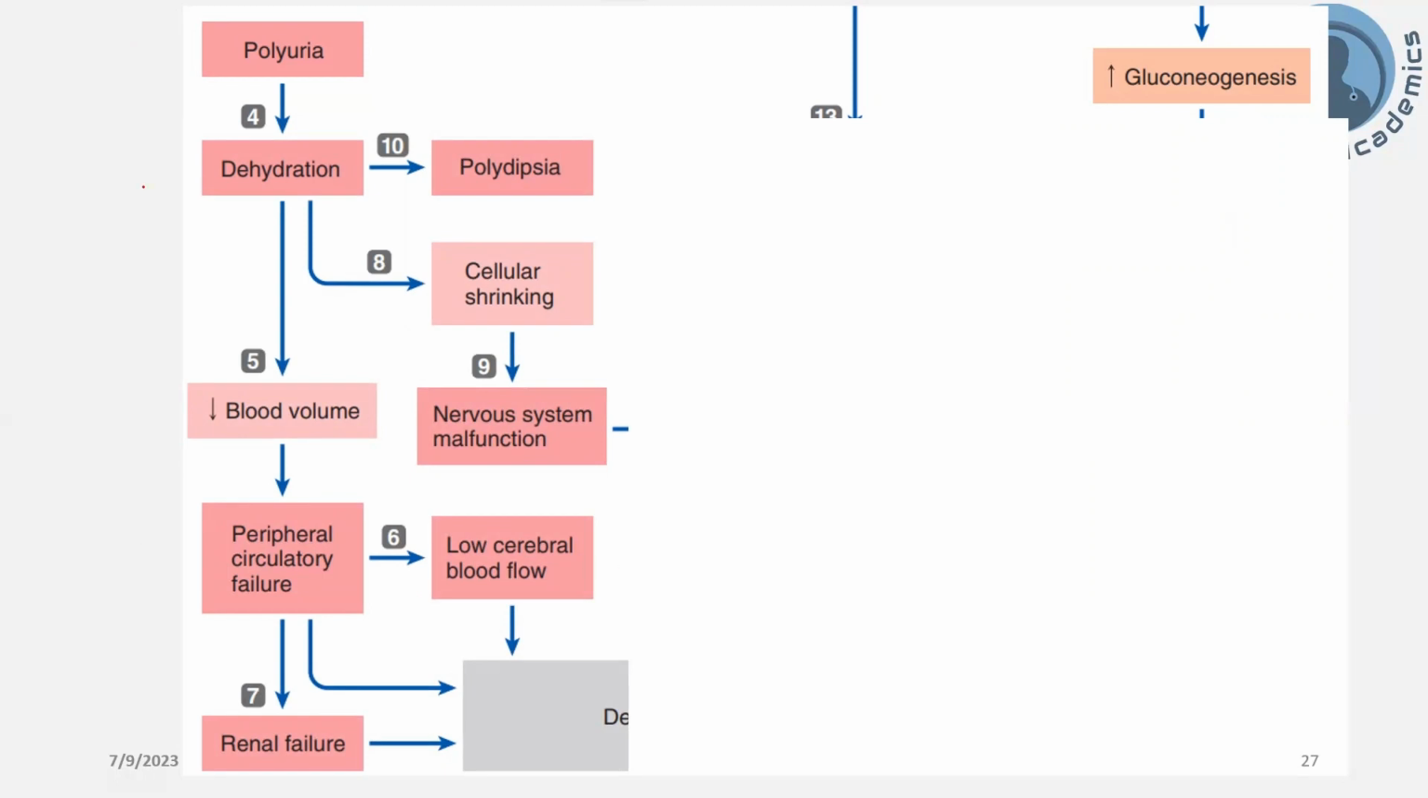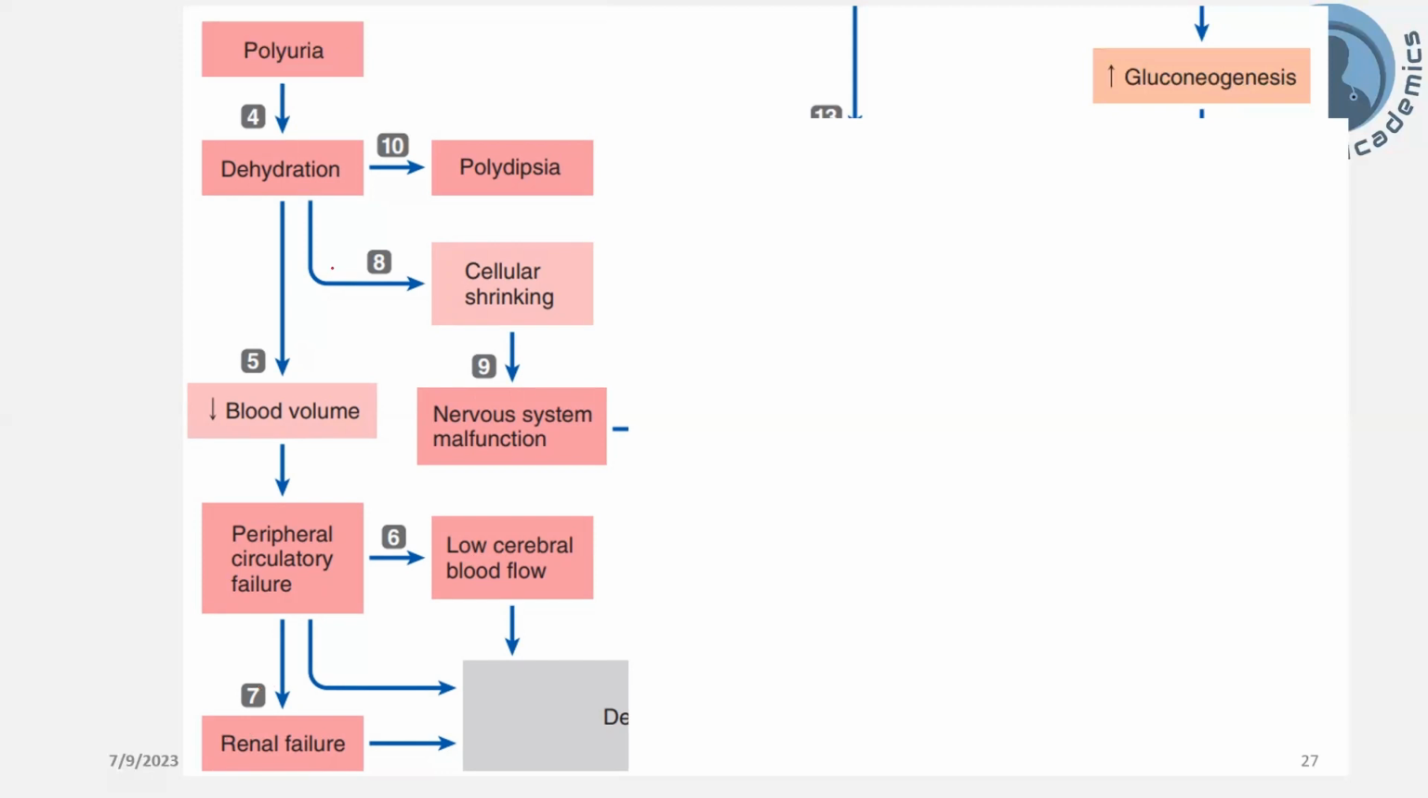So dehydration is going to cause a decrease in blood volume, because of which peripheral circulatory failure can ensue. Because of the decreased blood volume, there is going to be decreased cardiac output. Decreased cardiac output is going to cause decreased arterial blood pressure and decreased perfusion, especially to the brain. It is going to cause low cerebral blood flow and also affect the kidneys, where renal failure can occur.